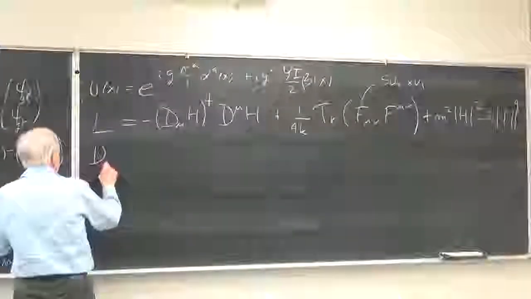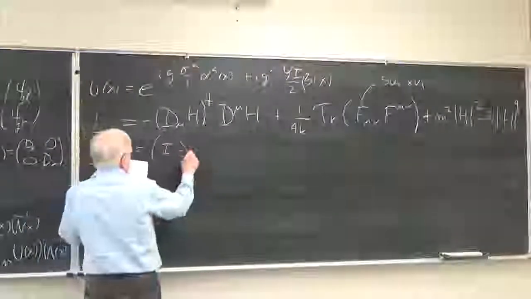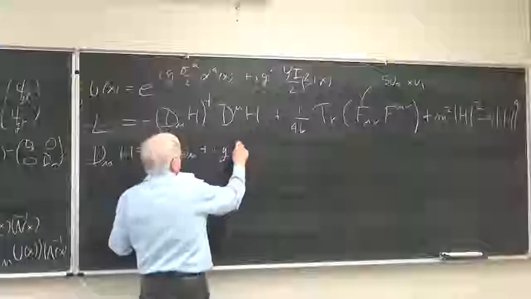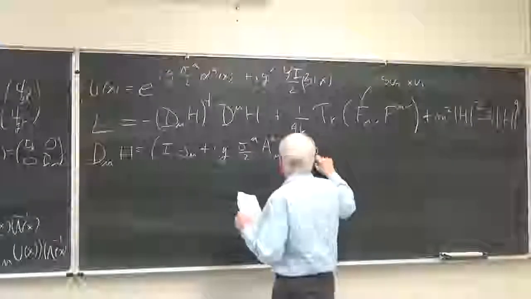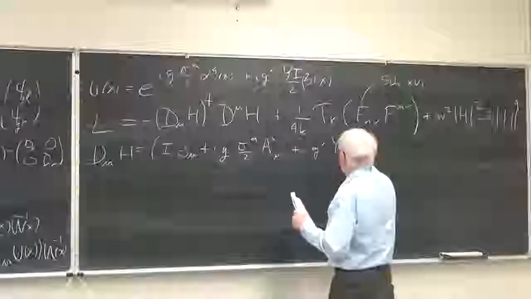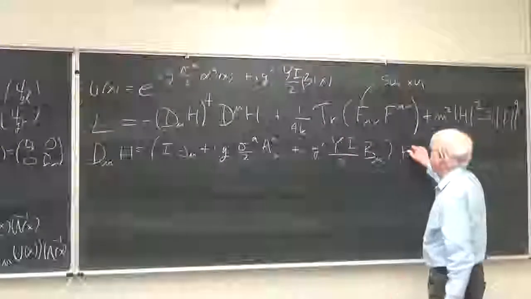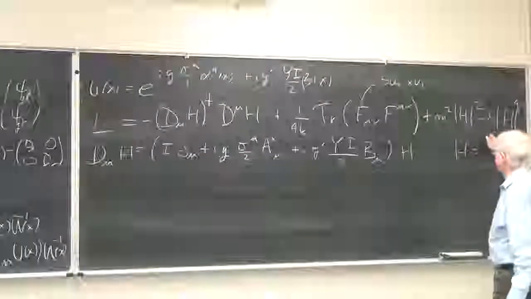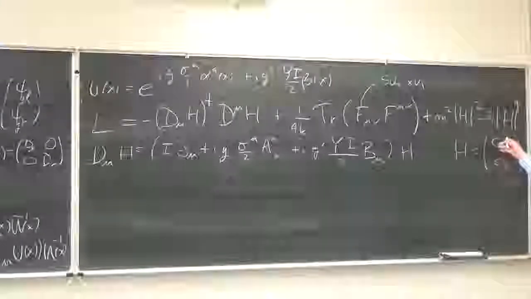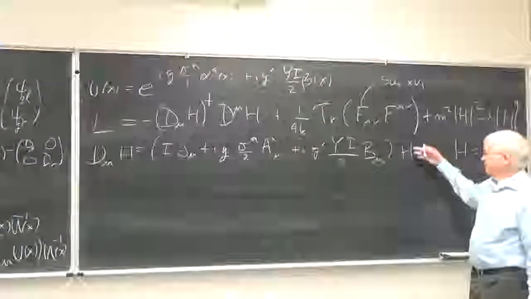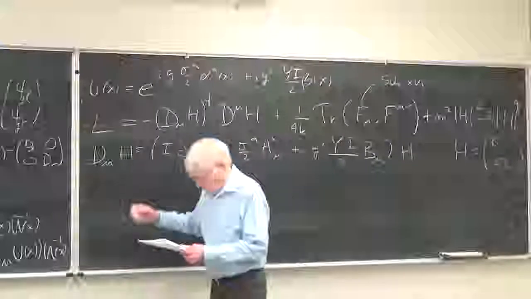What's this covariant derivative? Well, the covariant derivative acting on H is a derivative plus i g sigma A over 2 A mu plus i g prime Y, a 2x2 matrix, over 2 B mu, acting on H. H is two complex components, or four real fields, and it's a two-vector, so it's appropriate to use 2x2 matrices to act on it, and this is the covariant derivative.